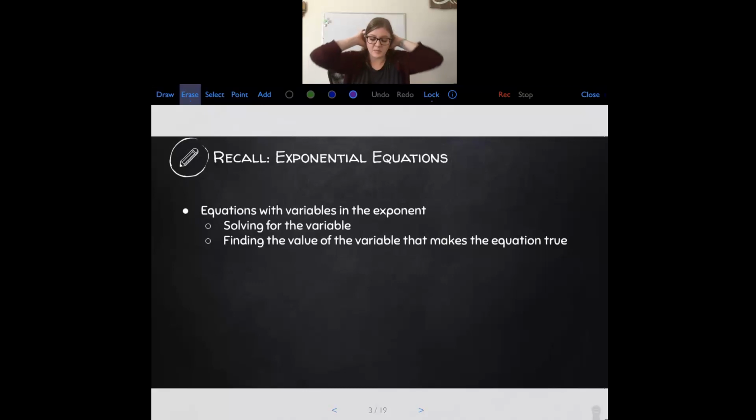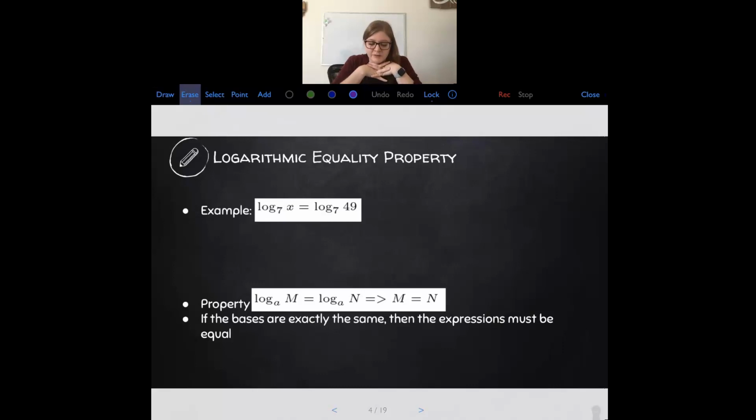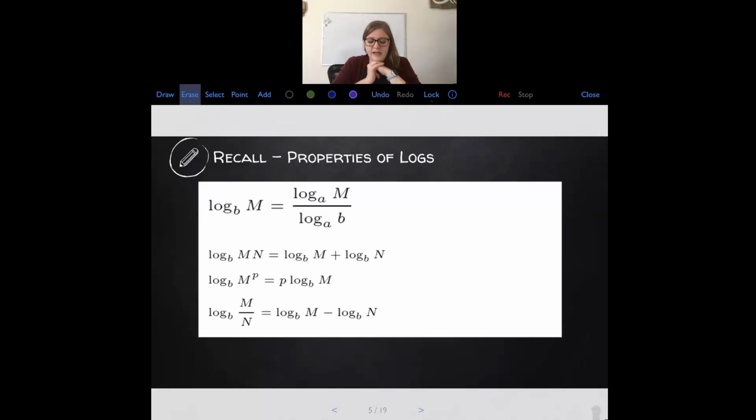So a couple things to remember. Exponential equations are equations with variables in the exponent, and when we're solving for the variable, we want to find the value of the variable that makes the equation true. We also talked about the logarithmic equality property, where if we have logs with the same bases, the expressions inside must be the same. This property also allows us to take the logarithm of both sides and use properties of logs in order to solve. Okay, and then we also had some properties that we found helpful in order to solve exponential equations using logarithms.